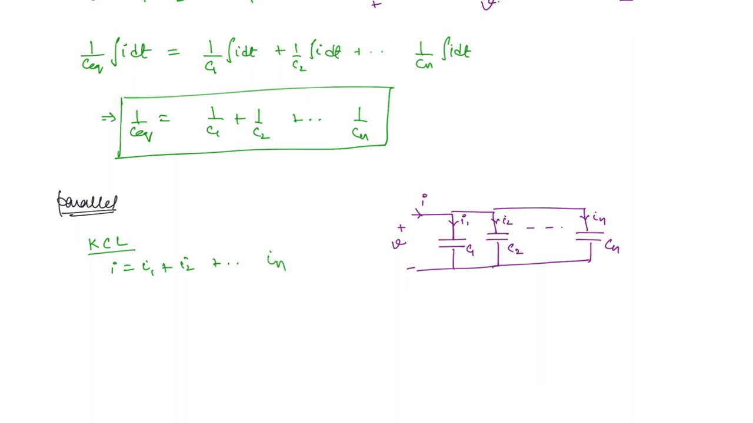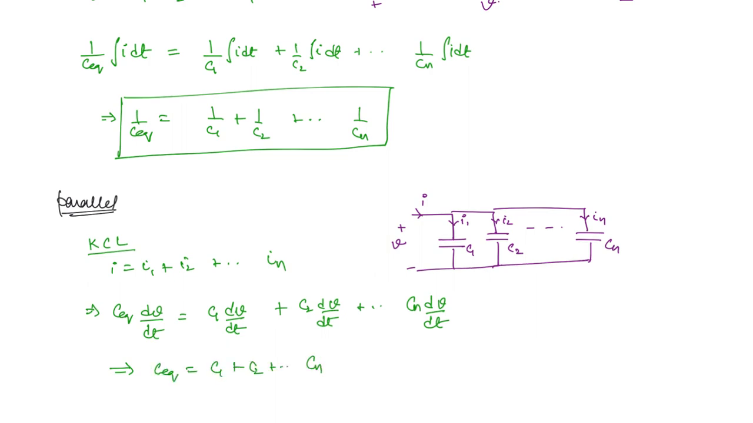Now how can you write I? I is equal to C equivalent dV by dt. I1 will be equal to C1 dV by dt. So this is equal to, right, C1 dV by dt plus C2 dV by dt plus so on till Cn dV by dt. So dV by dt is cancelled. What will you be left with? C equivalent is equal to C1 plus C2 plus so on till Cn.